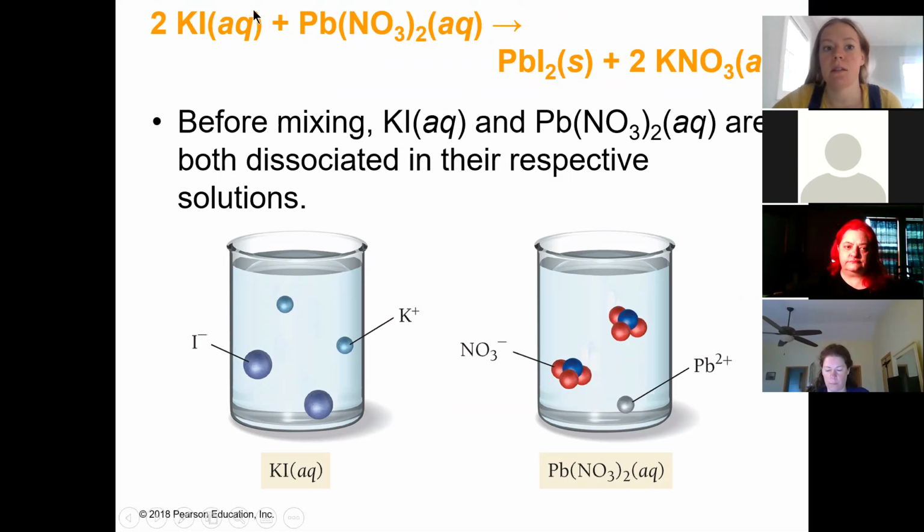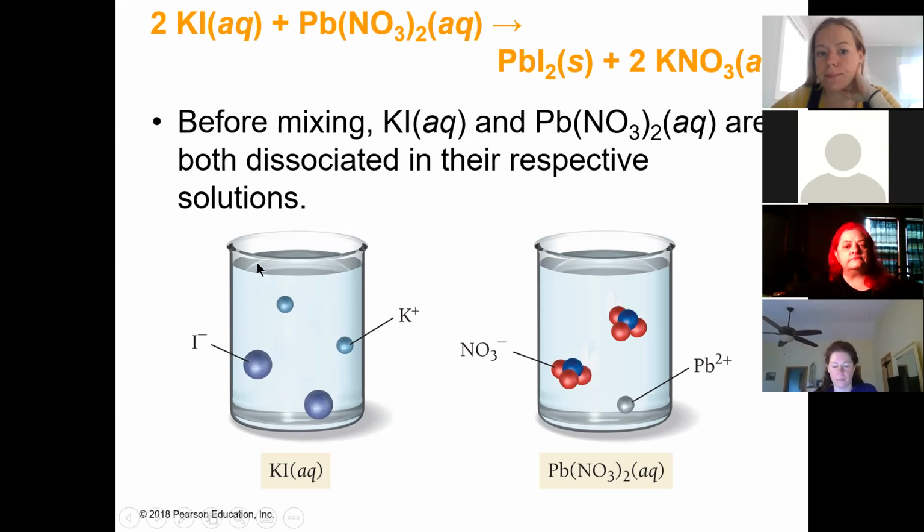It would look something like this. An aqueous thing mixes with an aqueous thing to form one or more solids. How would you know that this is a solid? Well, you would have to look at those solubility charts. So before we mix, we have a solution over here of KI, and KI is aqueous, meaning that once it goes in water, it dissociates. The bond between the two of them isn't that strong. It's weak enough for the polarity of water to pull it apart.